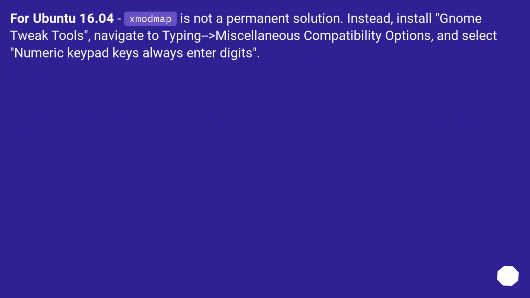For Ubuntu 16.04, xmodmap is not a permanent solution. Instead, install GNOME Tweak Tool, navigate to Typing, Miscellaneous Compatibility Options, and select Numeric keypad keys: Always enter digits.